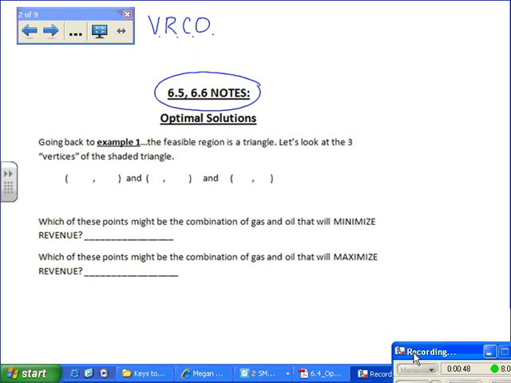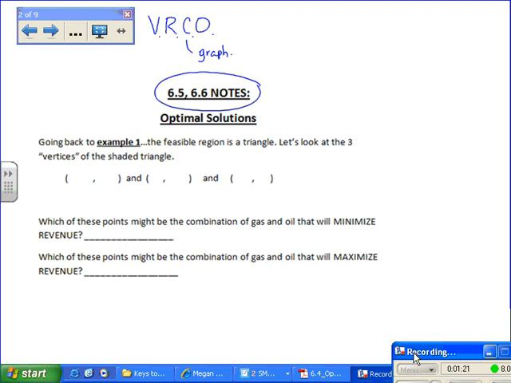Once we've graphed the constraints, the limiting conditions in our problem, we have a feasible region or a solution set, and that's the overlapping area. However many constraints we graph, let's say it was 2 or 3, we look for the overlapping shaded area. And that overlapped shaded area contains all the possible solutions for our problem.